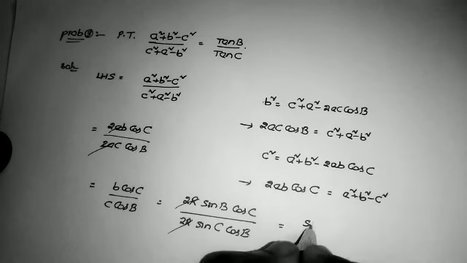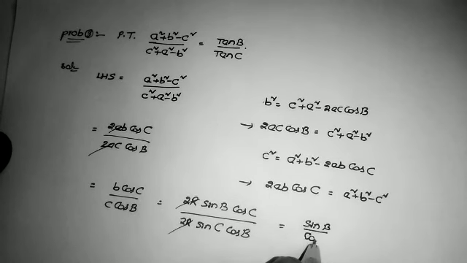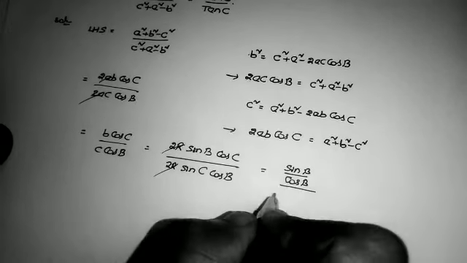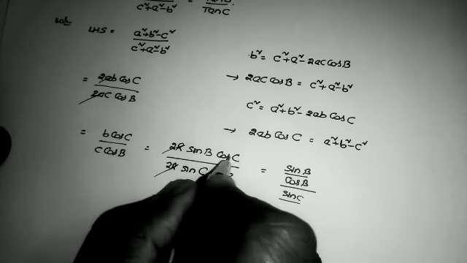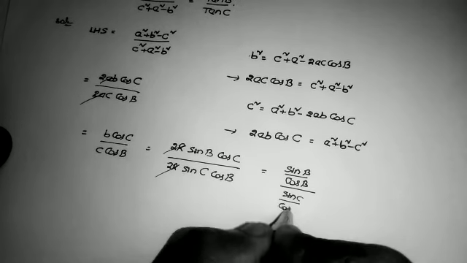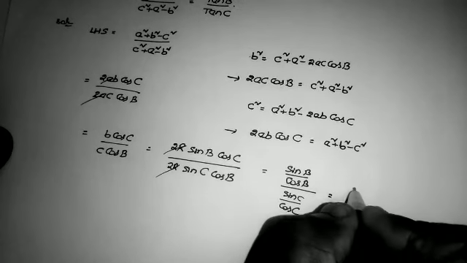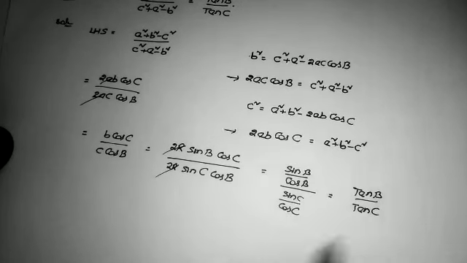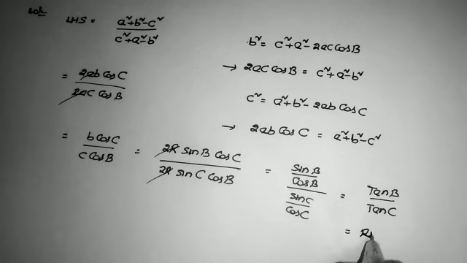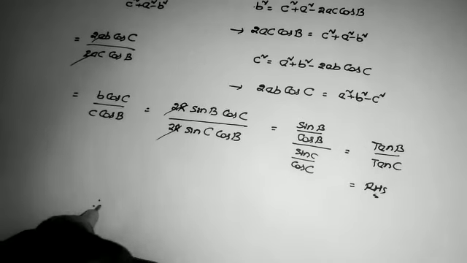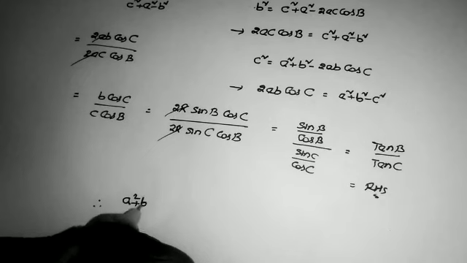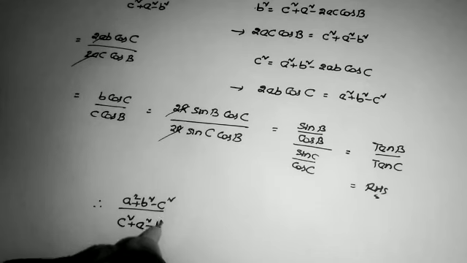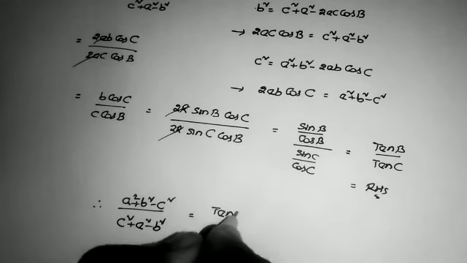So this is equal to sin b by cos b. First I am taking this value, sin b by cos b, by sin c by, just writing this cos c at the denominator, that becomes cos c. And this is equal to: sin b by cos b is equal to tan b, and sin c by cos c is equal to tan c, and that is equal to RHS. Therefore, the answer of (a square plus b square minus c square) by (c square plus a square minus b square) is equal to tan b by tan c. That's all. This is the answer.